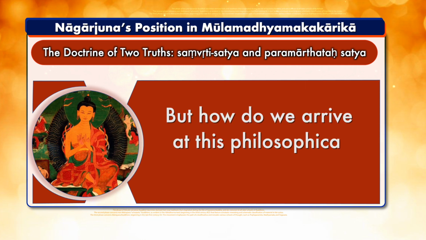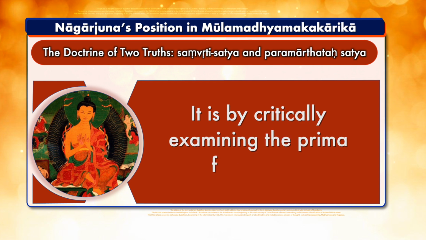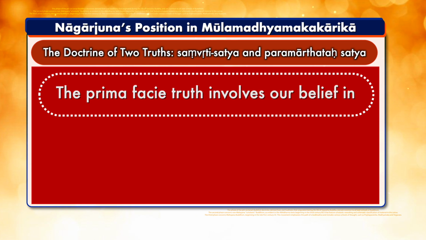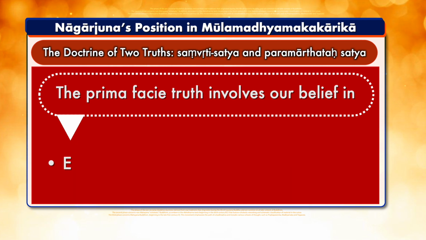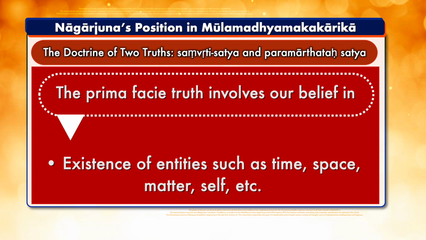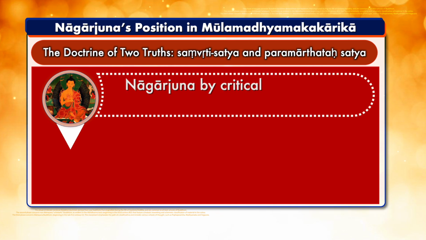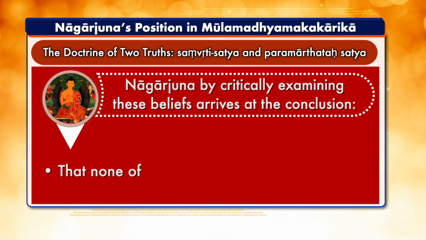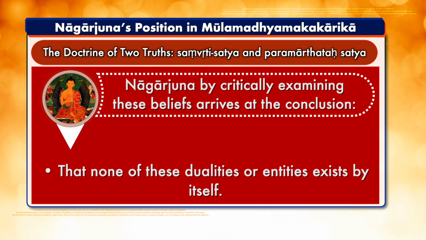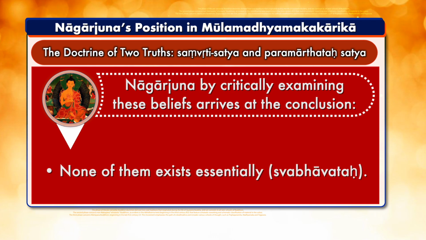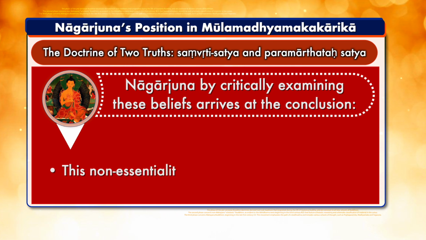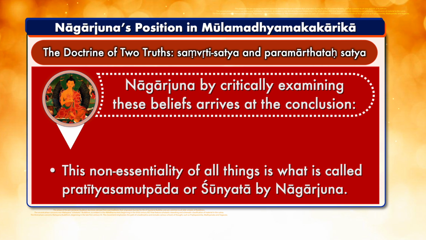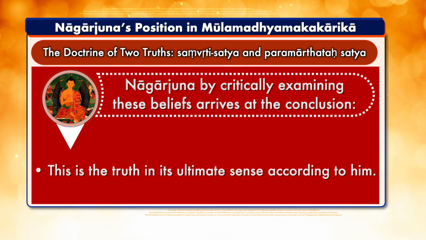But how do we arrive at this philosophical truth? It is by critically examining the prima facie truth. The prima facie truth involves our belief in the dualities of knower and knowable, agents, actions and objects of action, existence of entities such as time, space, matter, self, etc. Nāgārjuna, by critically examining these beliefs, arrives at the conclusion that none of these dualities or entities exist by itself. None of them exists essentially, svabhavataha, nor is something which is prima facie non-existent essentially so. This non-essentiality of all things is what is called pratitya samutpada or shunyata by Nāgārjuna. This is the truth in its ultimate sense according to him.